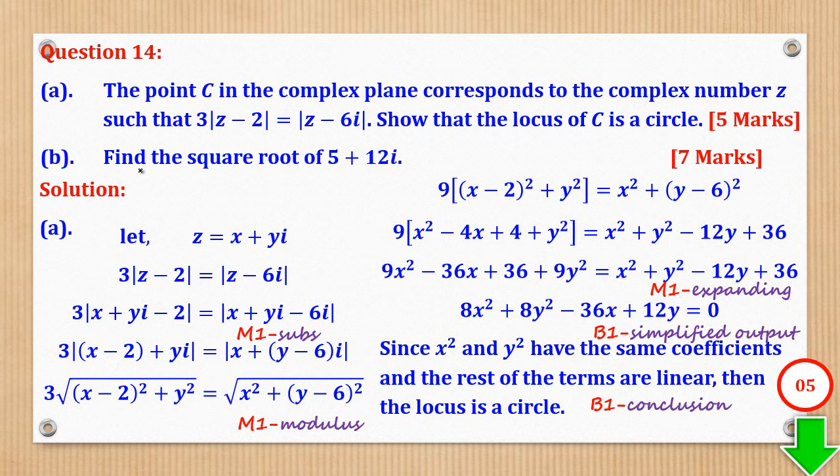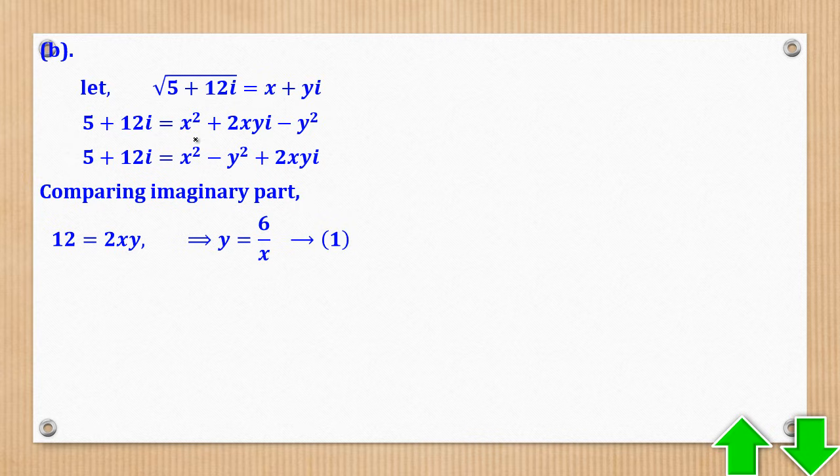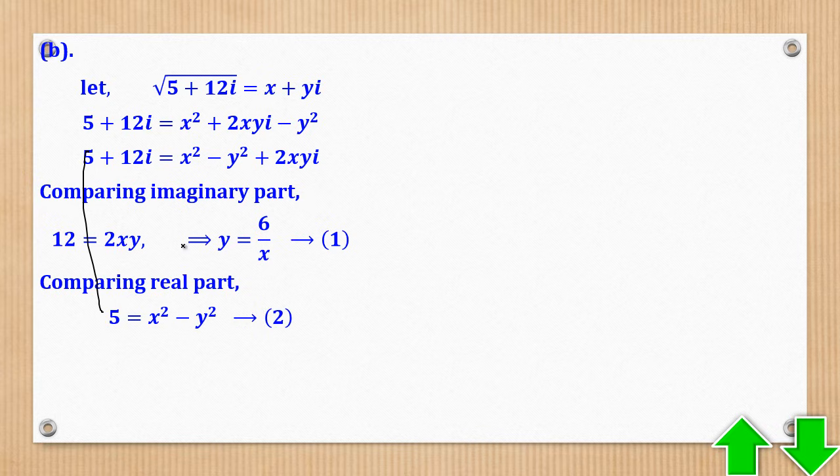That was part A. Part B says find the square root of 5 plus 12i. So let the square root be equal to x plus yi, square both sides, you come up with that, rearrange, then you compare real alone, imaginary alone. So comparing imaginary, there is 12 here, and there is 2xy here, so y is equal to 6 over x. Comparing real alone, there is 5 here, and there is x squared minus y squared here.